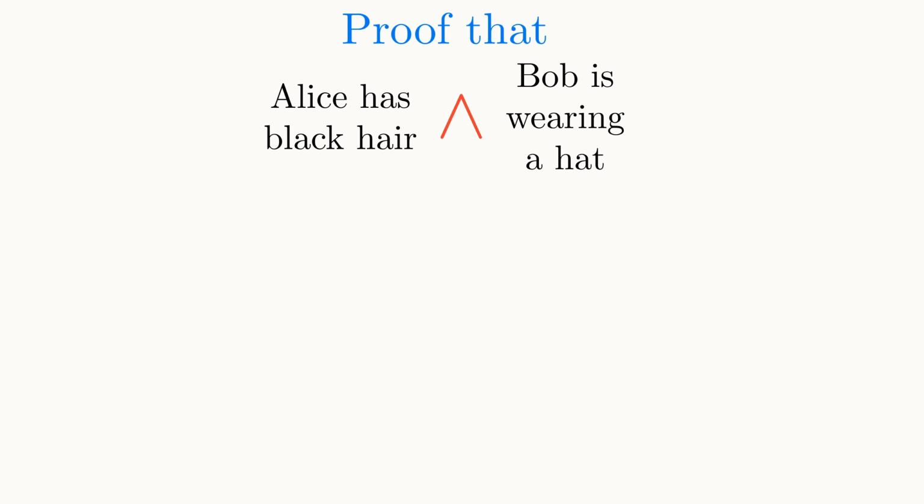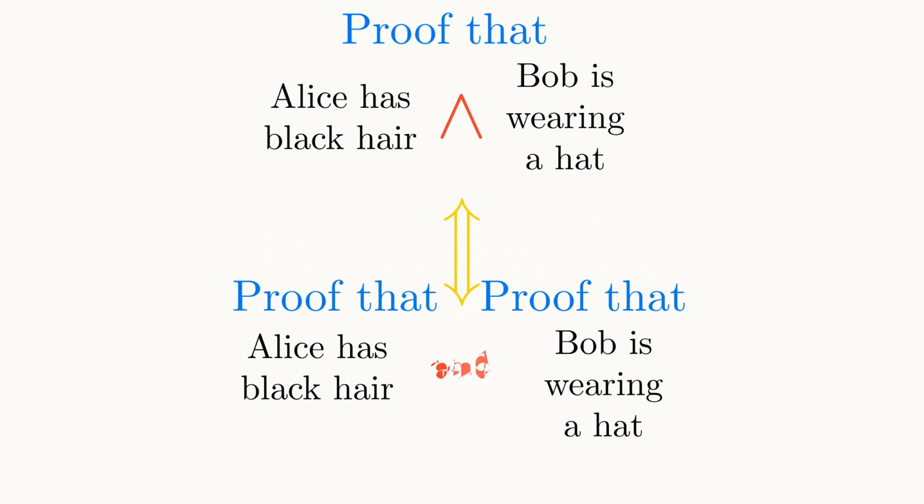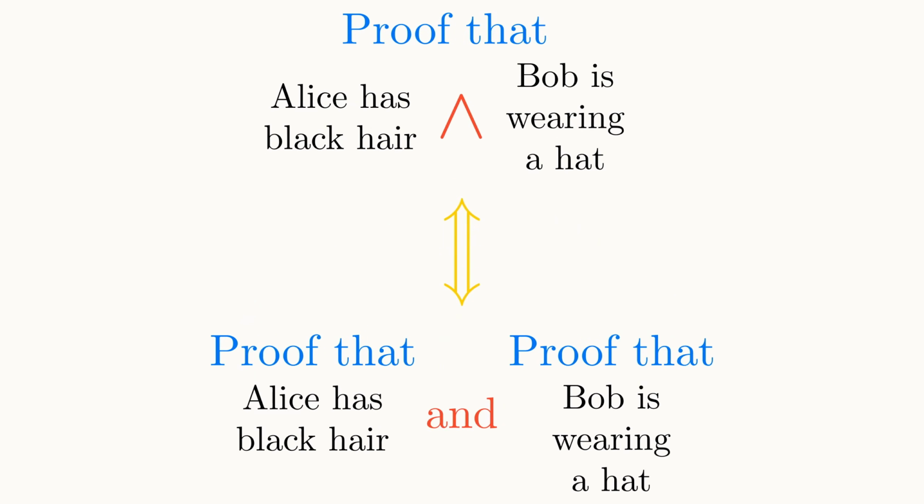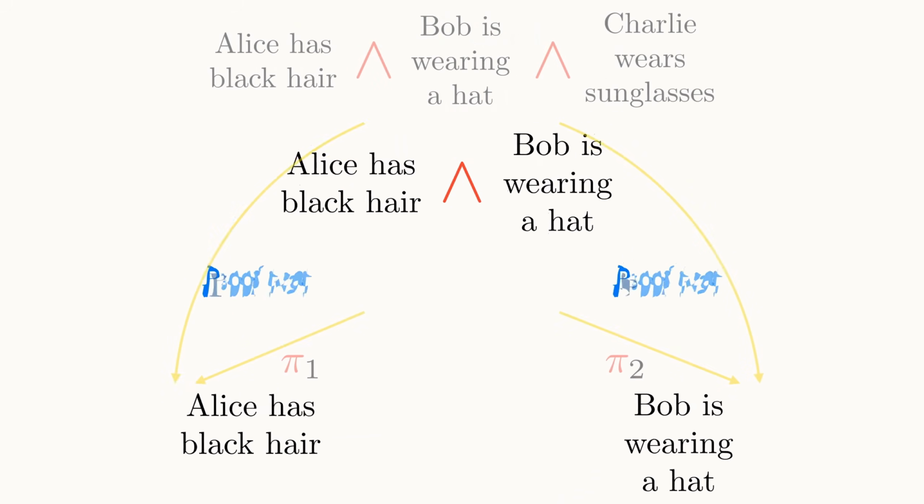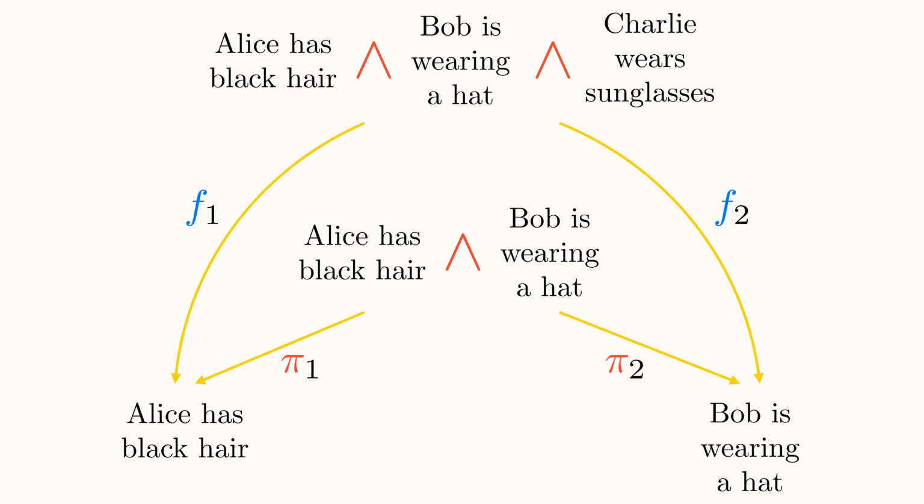So a proof that this conjunction is true is equivalent to a proof that Alice has black hair, along with a proof that Bob is wearing a hat. Notice that we have exactly these proofs from our unwanted proposition. F1 proves that Alice has black hair, and F2 proves that Bob is wearing a hat. So put together, they make a unique proof of our conjunction. We'll call this proof F.